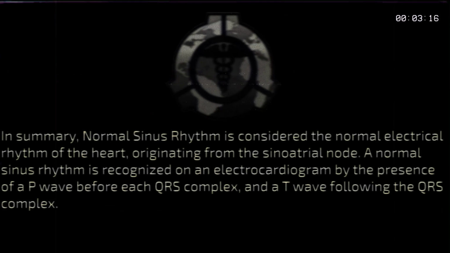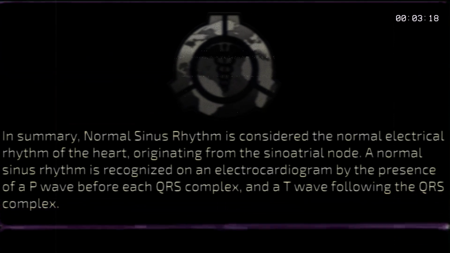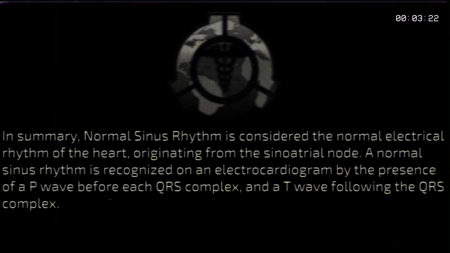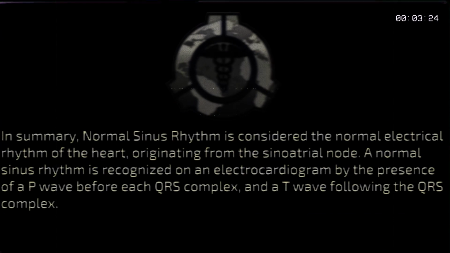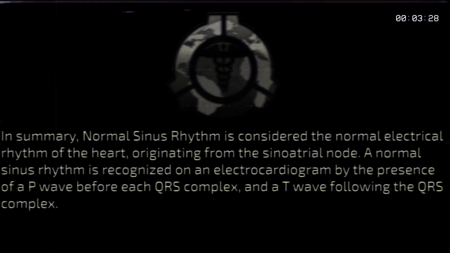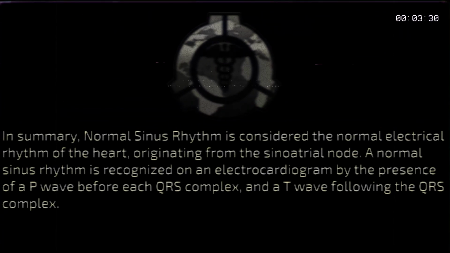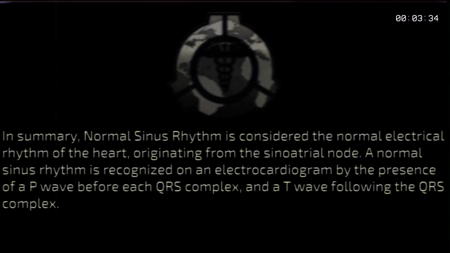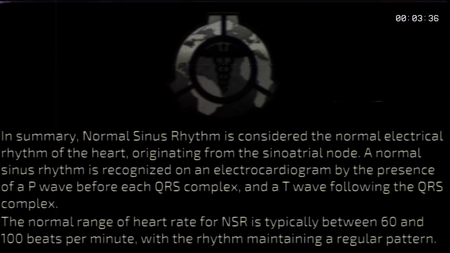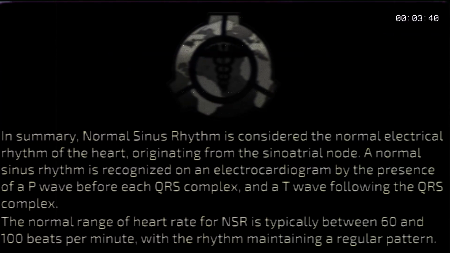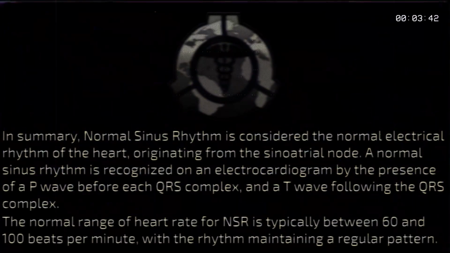In summary, normal sinus rhythm is considered the normal electrical rhythm of the heart, originating from the sinoatrial node. A normal sinus rhythm is recognized on an electrocardiogram by the presence of a P wave before each QRS complex, and a T wave following the QRS complex. The normal range of heart rate for NSR is typically between 60 and 100 beats per minute, with the rhythm maintaining a regular pattern.